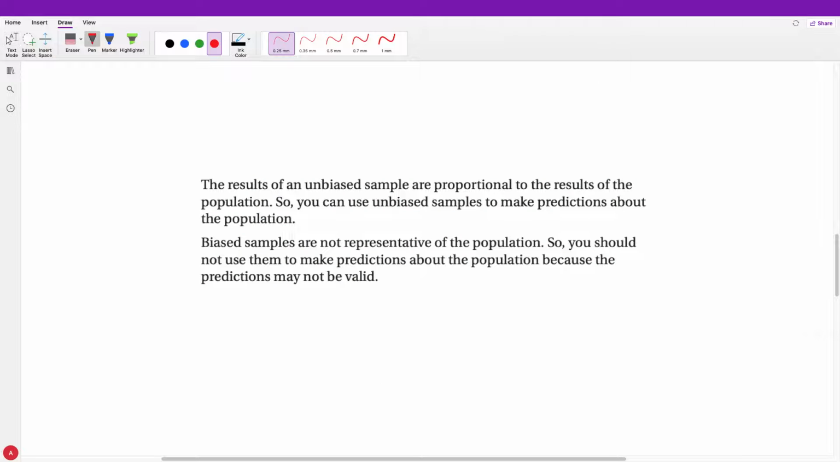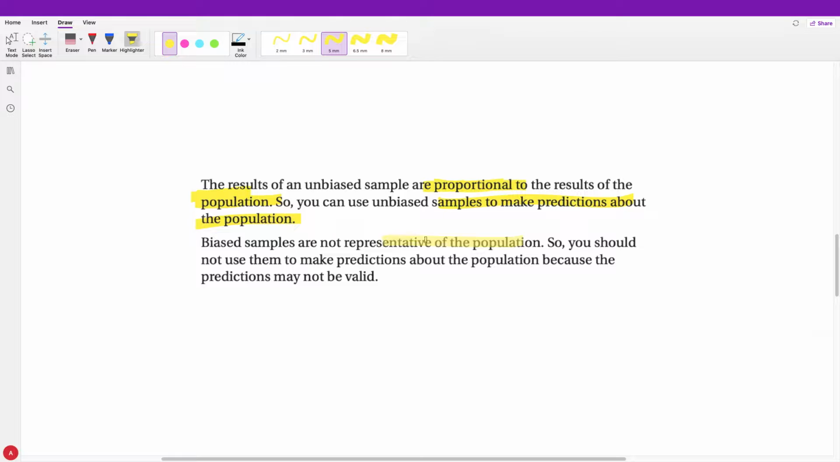What you need to be able to take away, though, from biased and unbiased samples, and this is really, really important when you progress in statistics, is that the results of an unbiased sample are proportional. We learned what proportional means, meaning that they're moving at the same rate of change, or like how many people say yes to this versus how many people say no. The results of an unbiased sample are proportional to the results of the population. So as long as we're taking an unbiased sample of the population, we're able to actually use that data to then make predictions about the population because it has been shown that they are proportional.